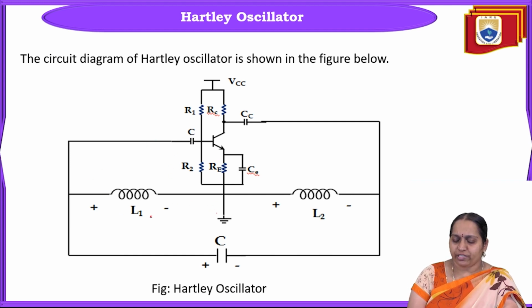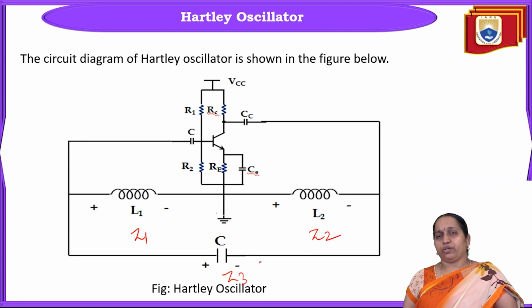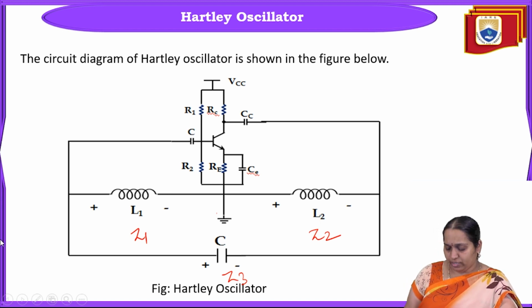Between 1 and ground it is L1. Between 2 and ground it is L2, and between 1 and 2 you are giving capacitance. That is, Z1 equal to L1, Z2 equal to L2, and Z3 equal to C. You are using inductors and capacitors in place of Z1, Z2 and Z3.